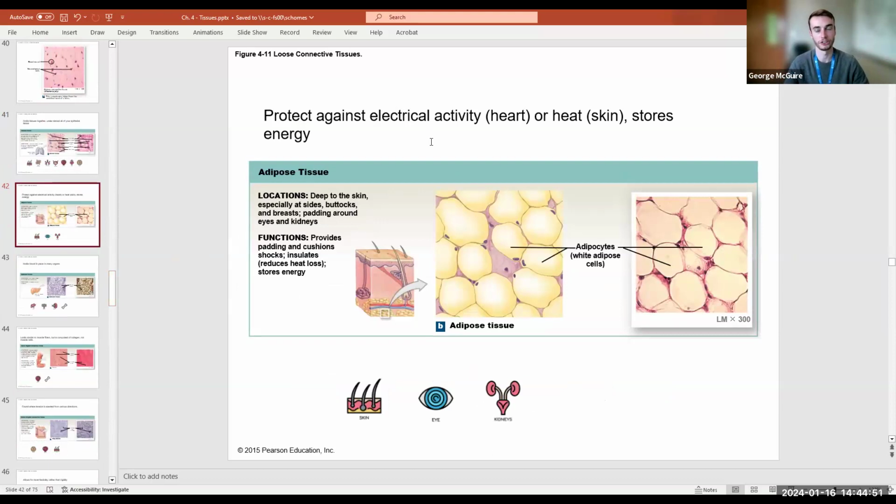Adipose tissue is also considered loose. Essentially these cells have been specialized to be vacuoles for storing fat, for storing triglycerides, so lipids to be used later. Those could be used as energy storage for later, but they also provide protection and insulation. So they resist changes in temperature, as well as providing some padding. And besides resisting temperature, they also protect against electrical activity. So you have adipose tissue around the lining of your heart, and around areas where nervous tissue is going to come into close contact with other tissues, we would have a layer of adipose tissue there.